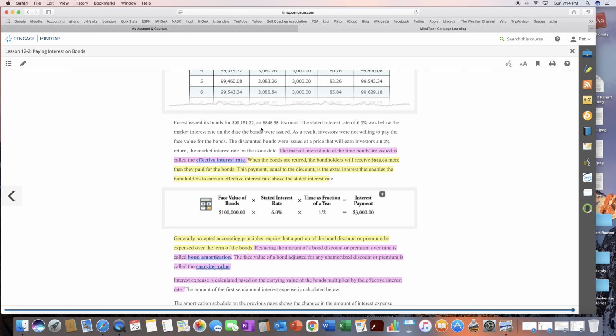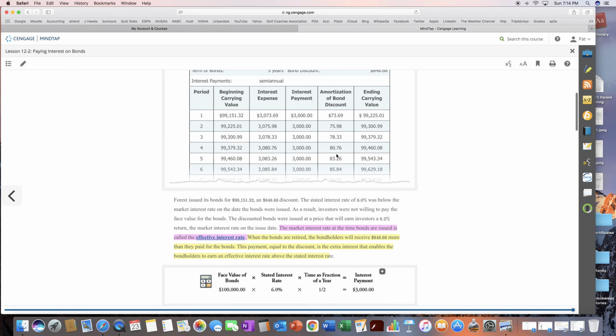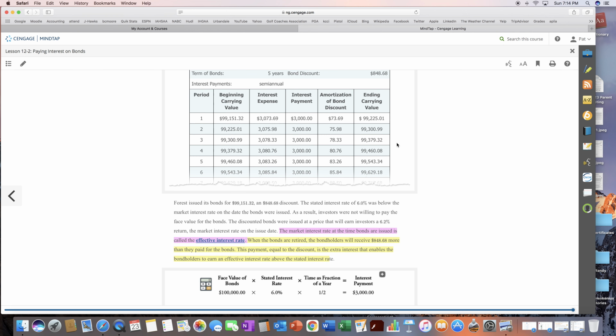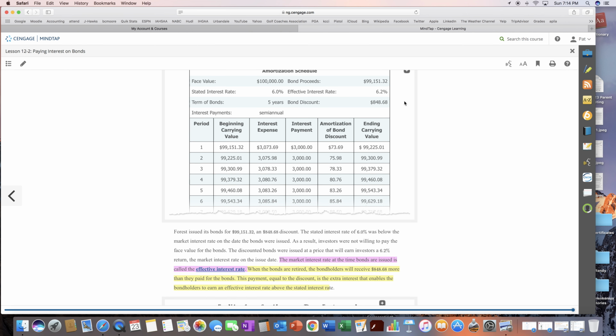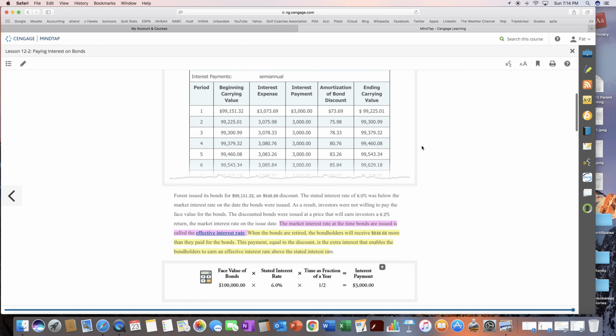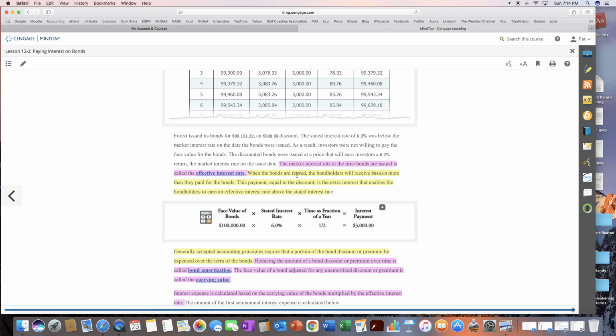So it says Forest issues these bonds at a certain price. You can read this on your own. But the market interest rate at the time the bonds are issued is called the effective interest rate. So when the bonds are actually issued, that is the effective interest rate. When the bonds are retired or called in, the bondholders receive more money than they paid for the bonds. That's equal to the discount, which gives these guys a way of making some extra money.